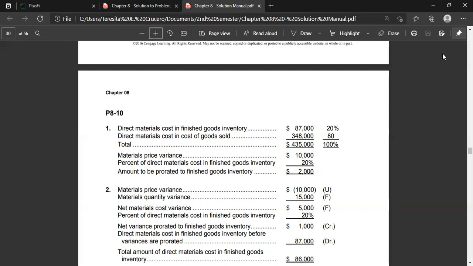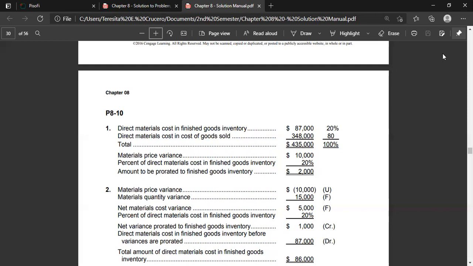Second requirement, total amount of direct materials cost in the finished goods inventory at December 31, after all materials variances have been prorated. So use a percentage that you develop in number 1 above. So for number 2, the material price variance, it's negative, it's unfavorable. The materials quantity variance is a favorable variance of 15,000.